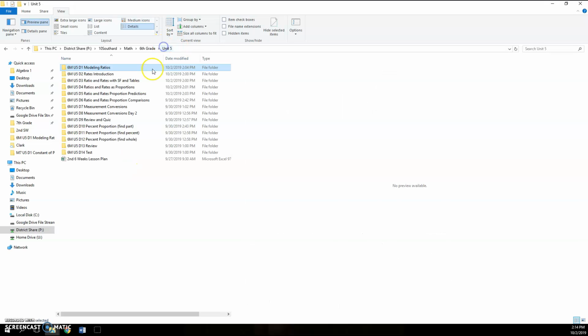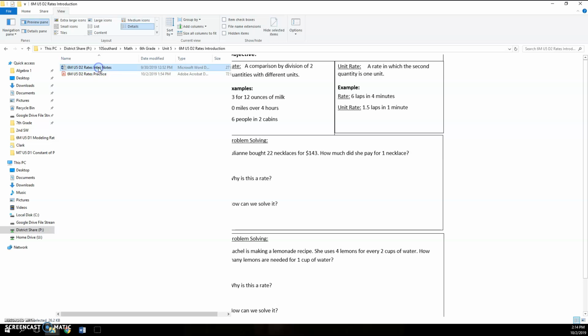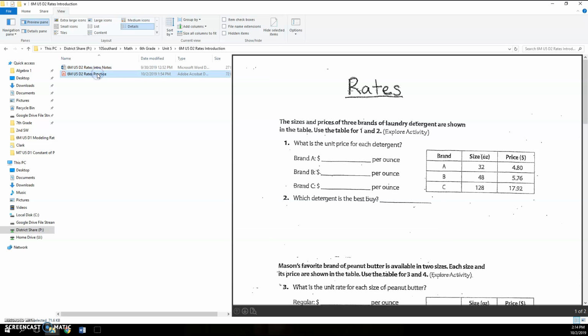Okay, so day 2. There are just introductions to rates. We're going to be teaching them how to divide the two numbers. And then there is the rate practice, lots of good word problems here.